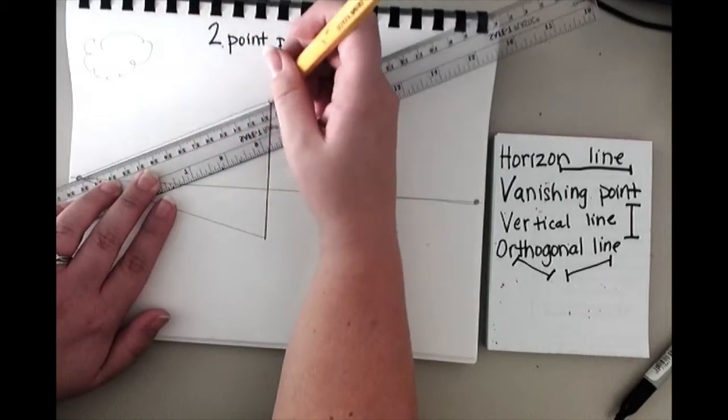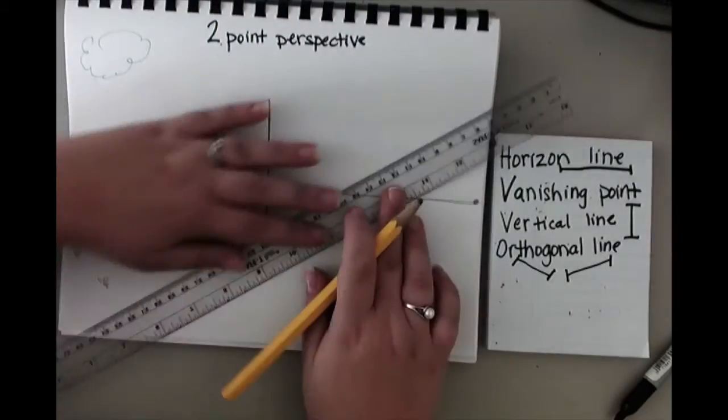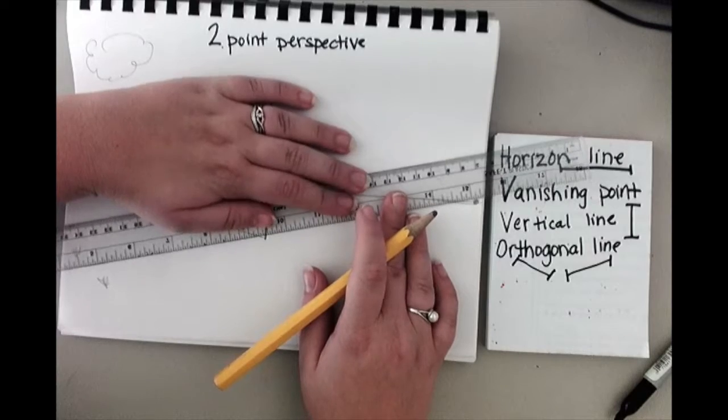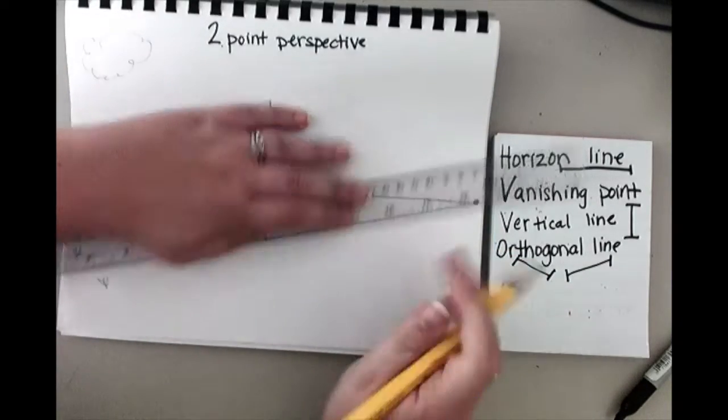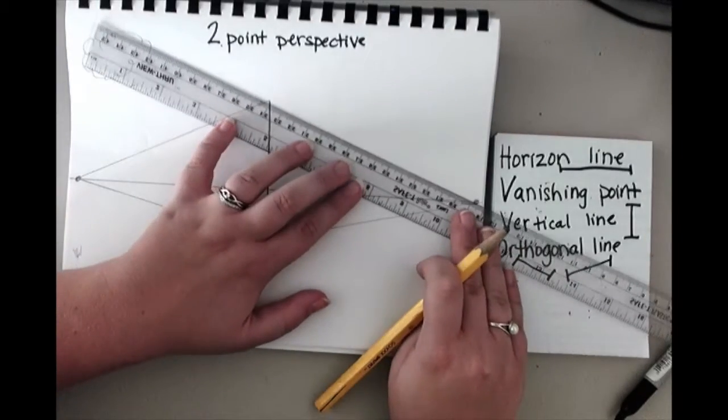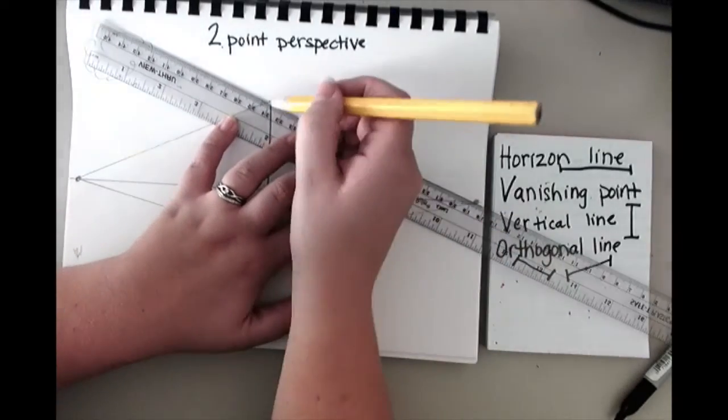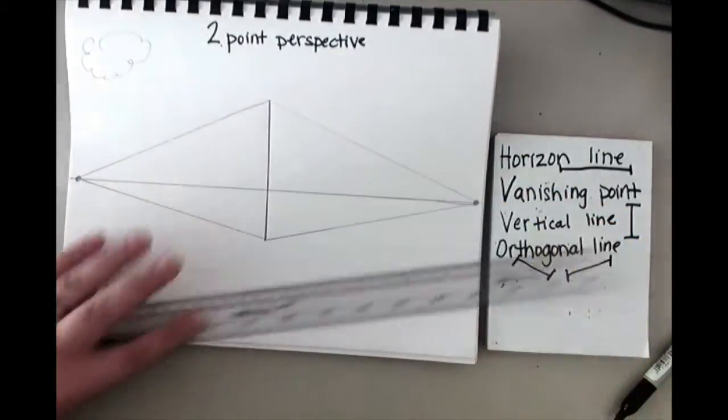Now, one thing I suggest is that you do this with a very light pressure with your pencil, because we are going to go back and erase things, and if you press really hard, they won't erase very well. Got them all lined up, and check it out.